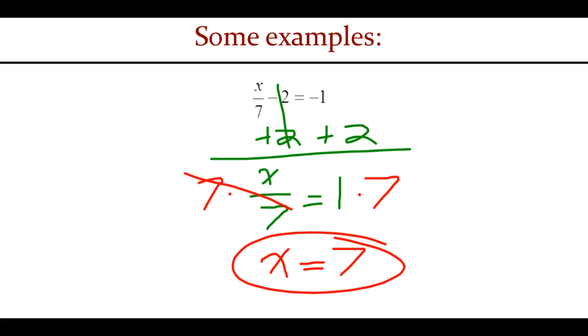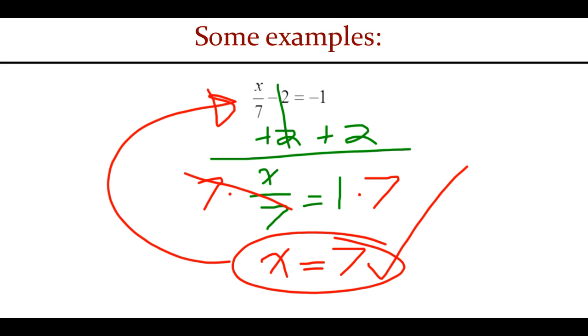We can double check that by plugging it back into the equation. 7 divided by 7 is 1. 1 minus 2 is -1, so we have our solution.